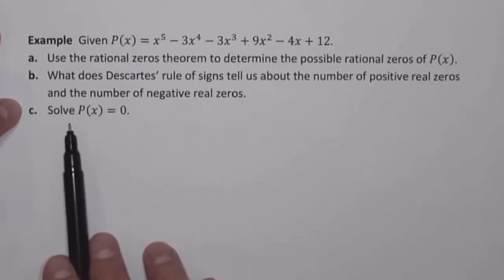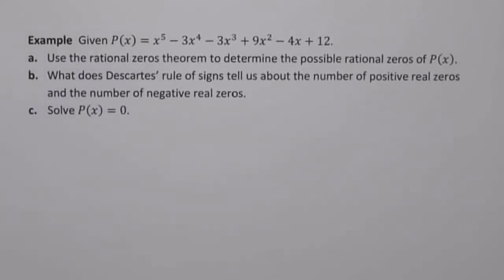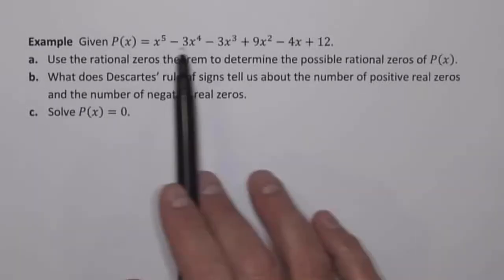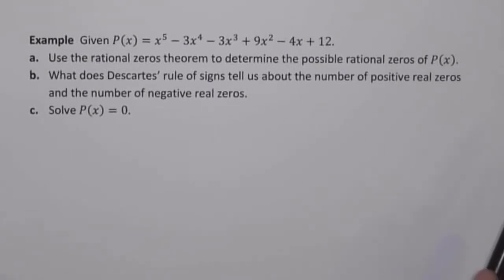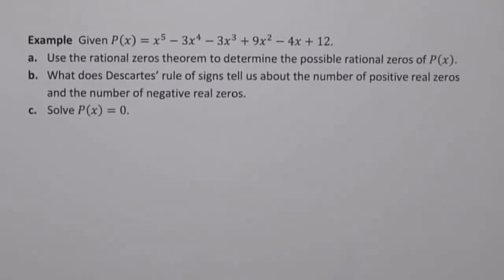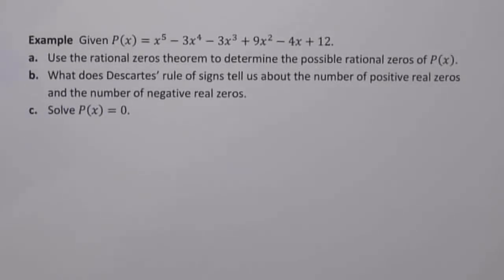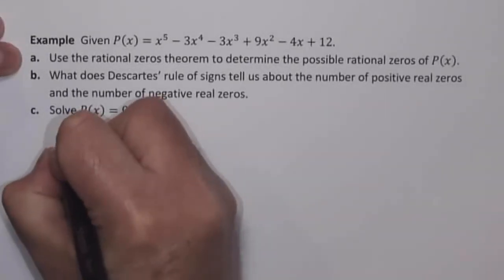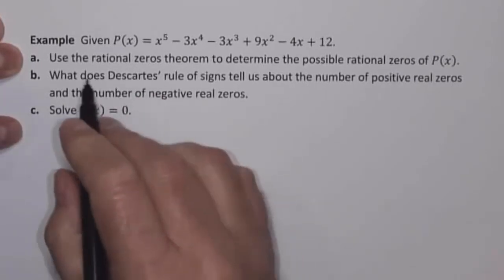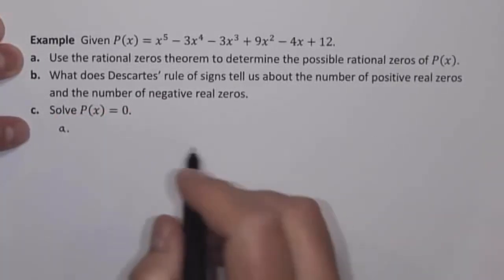In part C, we want to solve p of x equals 0. So part C is really what we're trying to do. We want to solve, and so we're going to use the rational zeros theorem and Descartes' rule of signs to help us achieve part C. Okay? So in part A, we're going to use the rational zeros theorem.